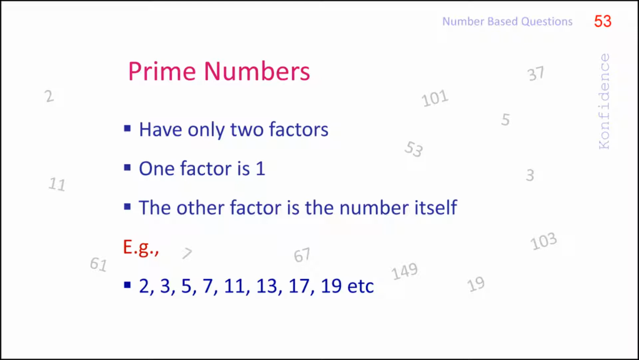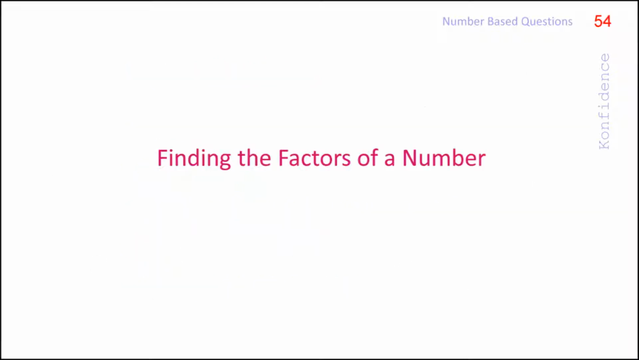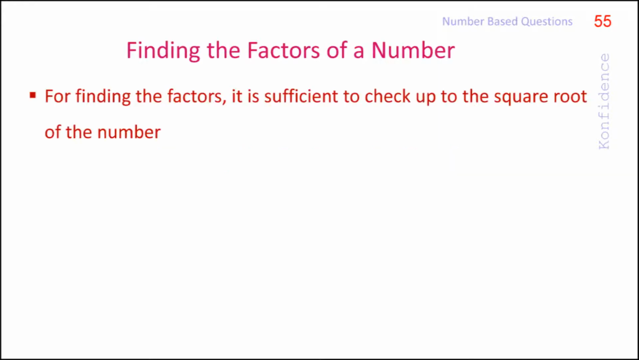2 is the smallest prime number. It is also the only even prime number. In order to find the factors of a number or to see whether a number is a prime number or not, we just need to check with numbers up to the square root of the number.